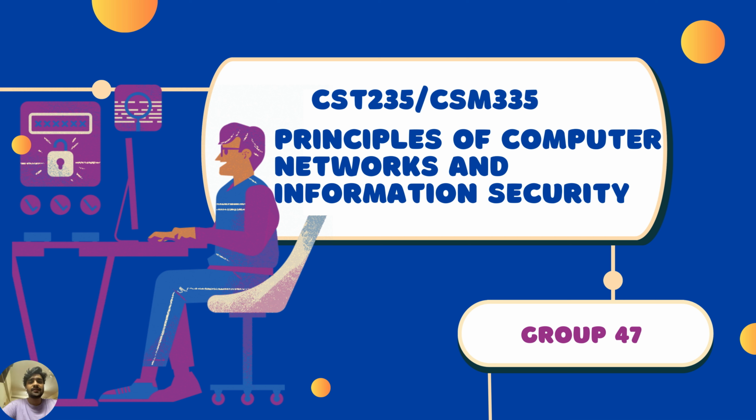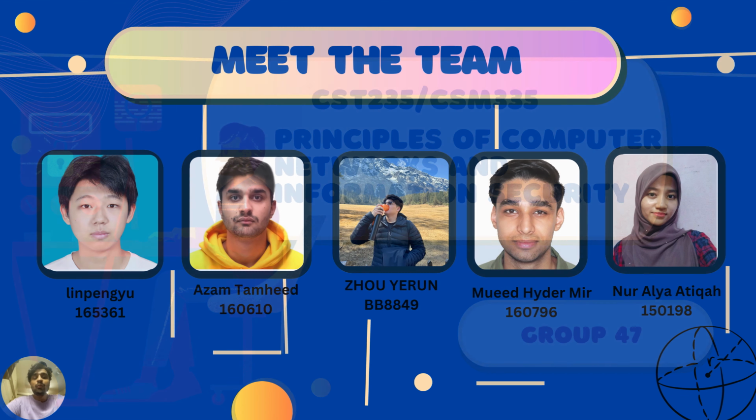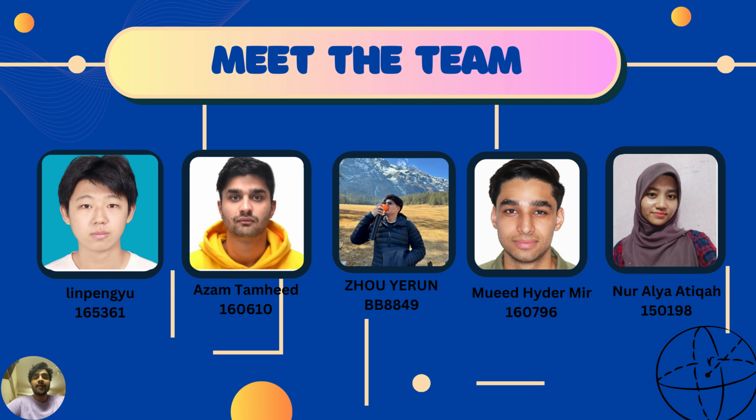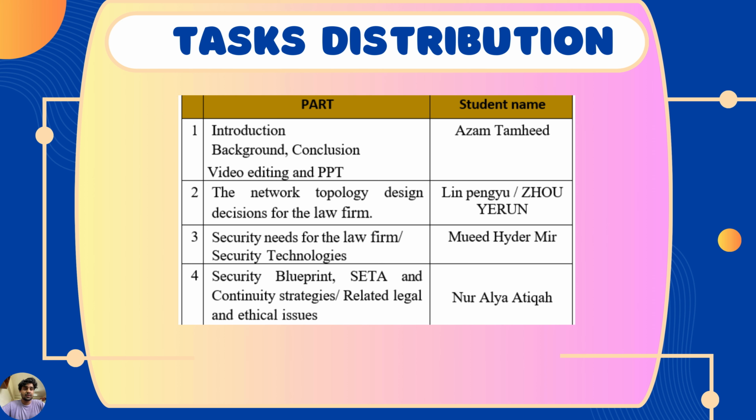We are Group 47, and today we are going to give a presentation on our project for CST235. Moving on to the team members, we have 5 members in our group, which are Lim, myself, Azam, Zu, Mueet, and Alia. The tasks were distributed among all 5 of the group mates equally as shown in the table.